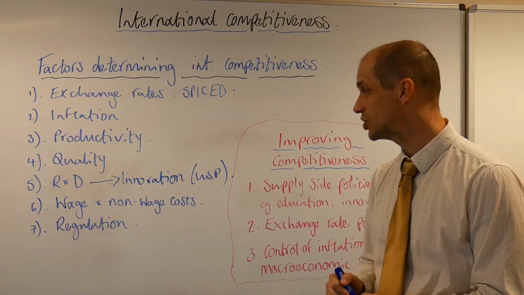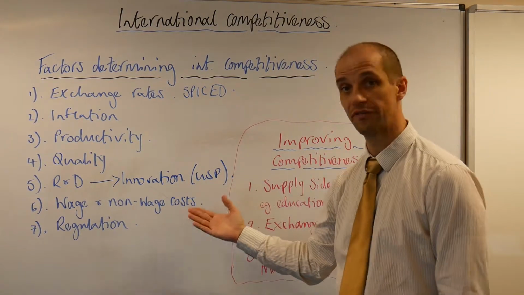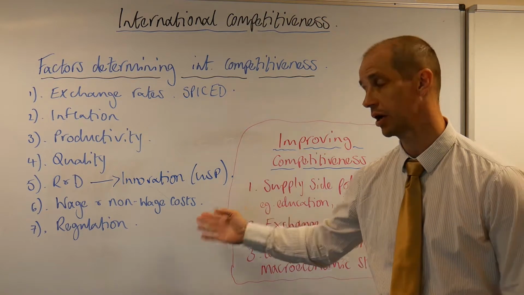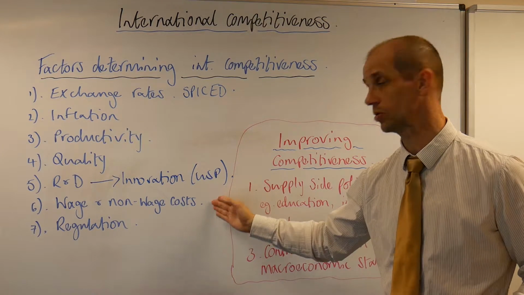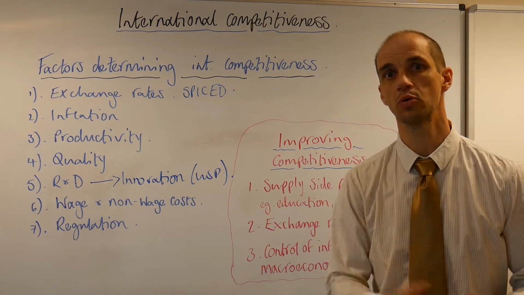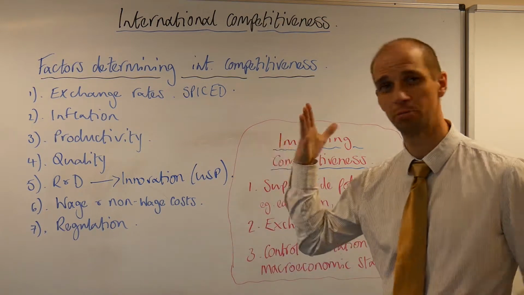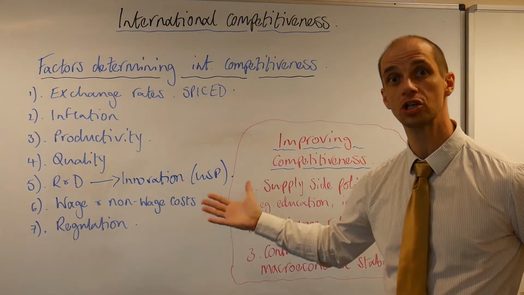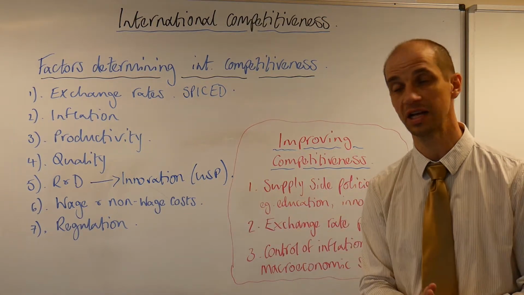Then we've got wage and non-wage costs. If wages rise, of course, that is going to mean that unit labour costs are likely to pick up. When it comes to these non-wage elements, this could be additional costs. So it could just be general costs of doing business, like more expensive telephone bills, broadband, heating, lighting, and so on. Those non-wage costs can also really dramatically influence competitiveness.